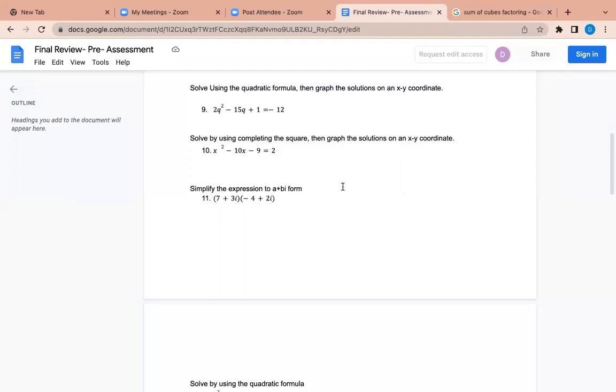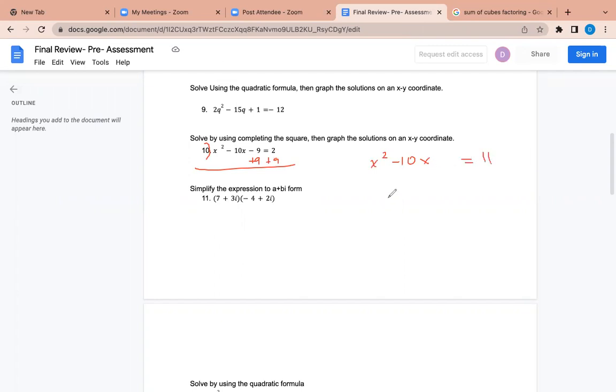Next question would be number 10, completing the square. Completing the square is a little bit different than the other ones because the standard form doesn't really apply as much here. You're going to add the 9 to both sides, right? Okay, and remember this is number 10. That 10 is not part of the equation. So it would be what? X squared minus 10x is equal to 11.